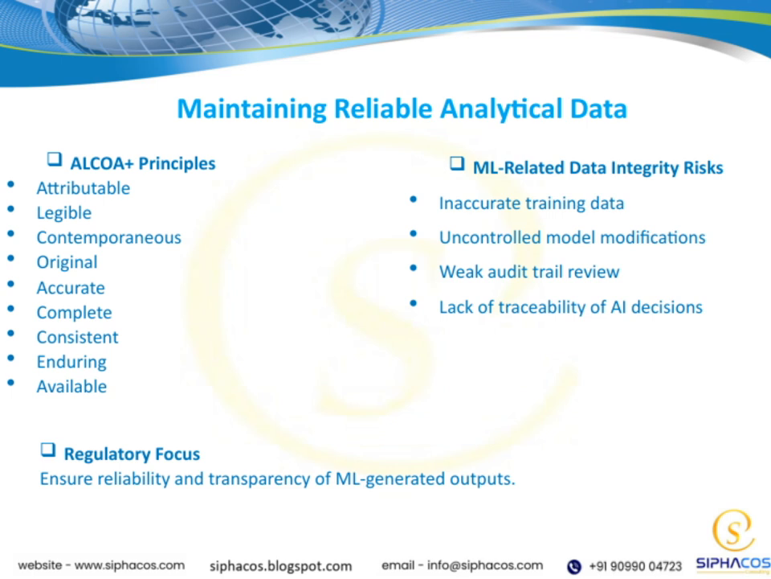This is where the ALCOA Plus principles come into play. These principles guide us in maintaining data integrity. First, data should be attributable, meaning we can trace it back to its source. It should also be legible, so it's clear and understandable. Contemporaneous data is recorded at the time of an event, ensuring accuracy. Original data is the first record, not a copy. It must be accurate, reflecting the true situation. Complete data includes all necessary information, and consistent data maintains the same standards over time. Enduring data remains available long-term, and available data can be accessed when needed.